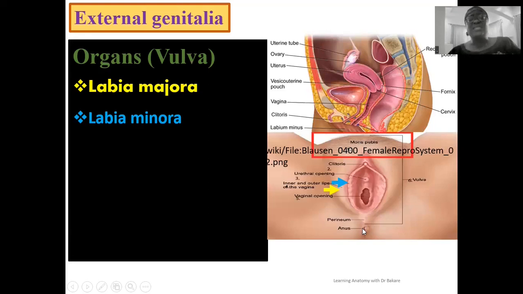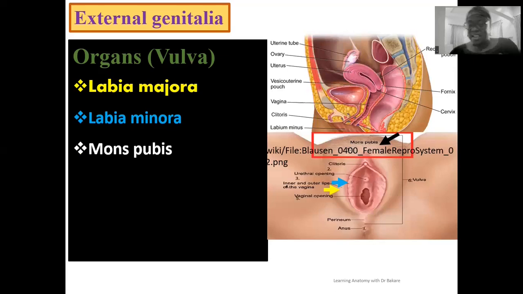If you look at it, you see that in the anterior part, the labia majora come together here. The labia majora: we have one lip on the right, and another lip on the left. These two lips come together in the anterior part and form the mons pubis. And this is the mons pubis here, arrowed in black. The mons pubis is a fat pad in the anterior part of the labia majora.